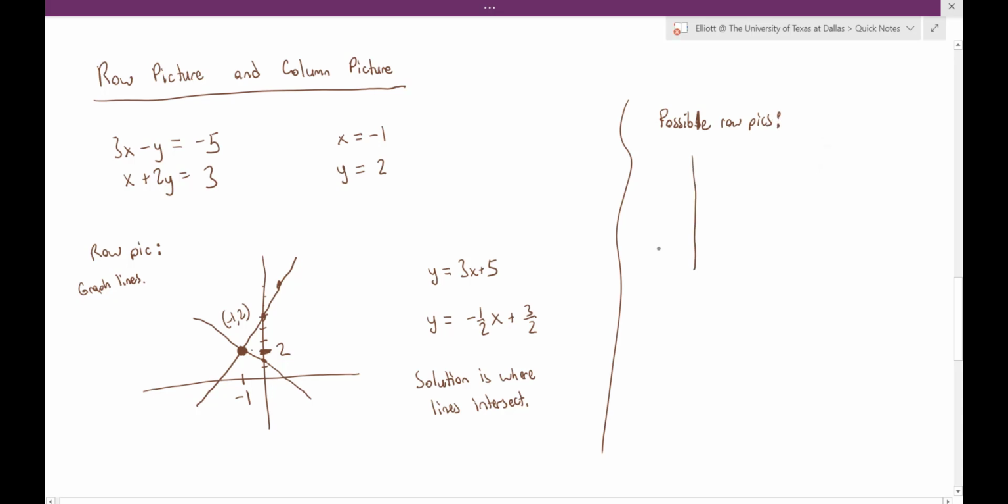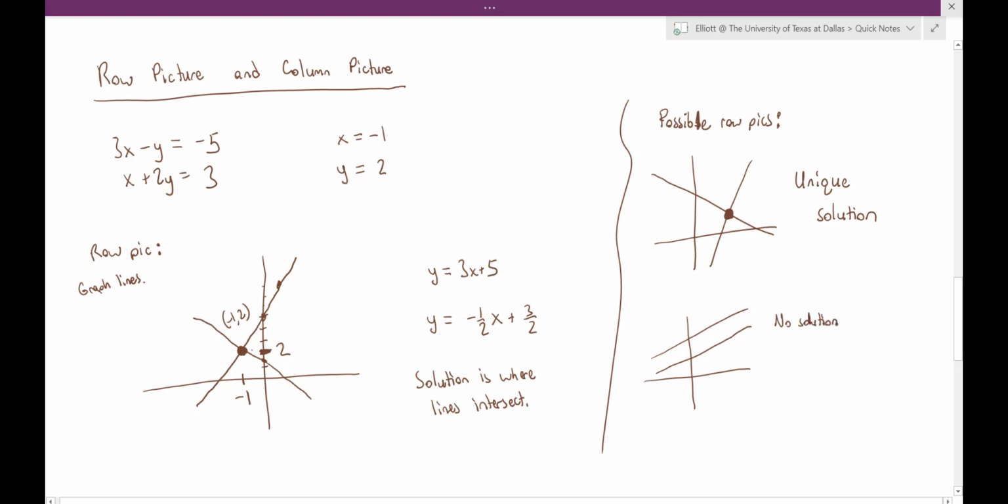Okay, so we've seen the possibility of having two lines intersect at a point. And since they only intersect at one point, that means there's only one solution. But another possibility is maybe your two lines are parallel to each other so that they never intersect. If that's the case, then there would be no solution to the system of equations.